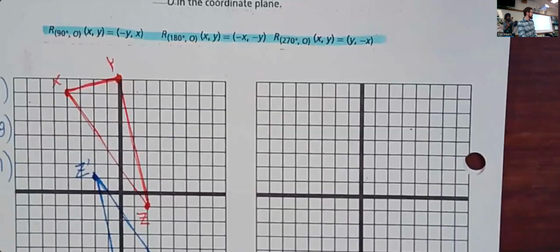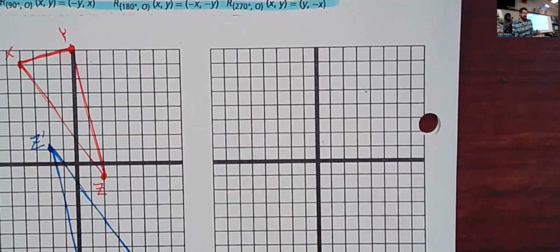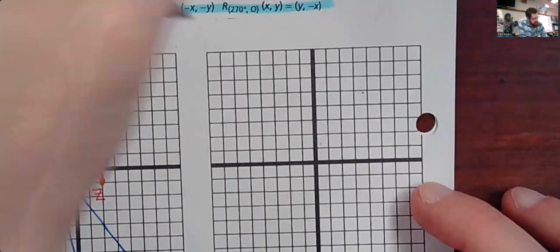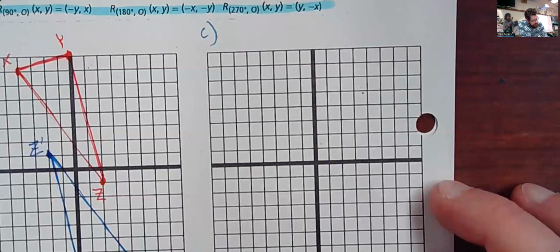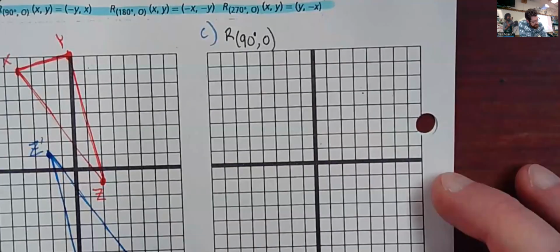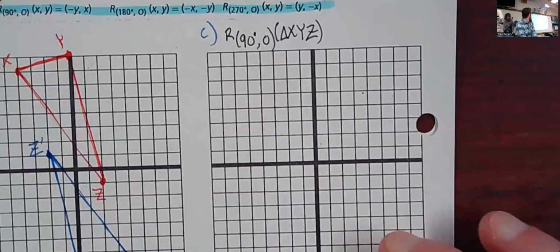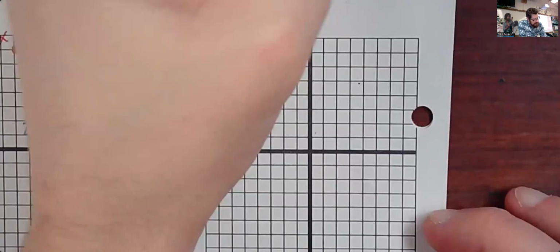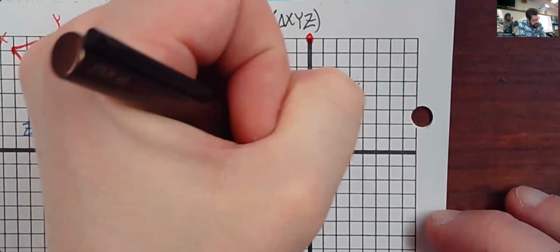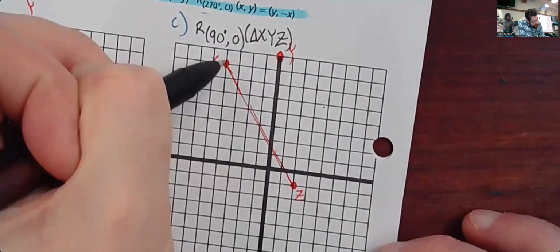All right. So what one do you think I'm going to add for this graph here? 90 degrees. Yeah, we haven't done 90 yet. So let's do a 90-degree rotation. So right here, we'll call this one C. And this will be R, 90 degrees around the origin of triangle X, Y, Z. We'll graph X, Y, Z one more time. So there's X, Y, and Z. And this time we'll do a 90-degree rotation.